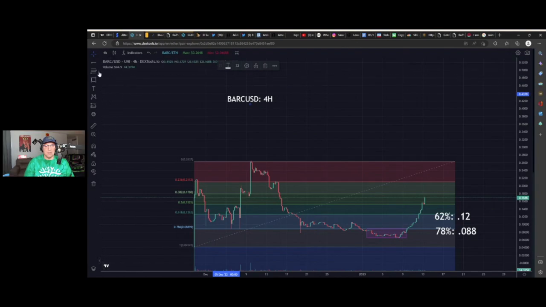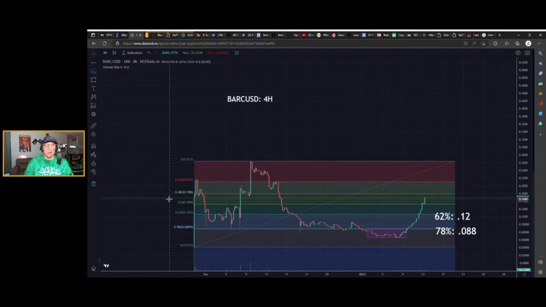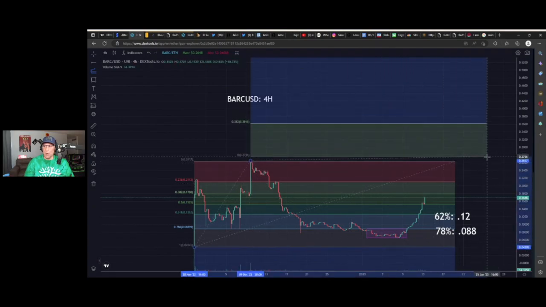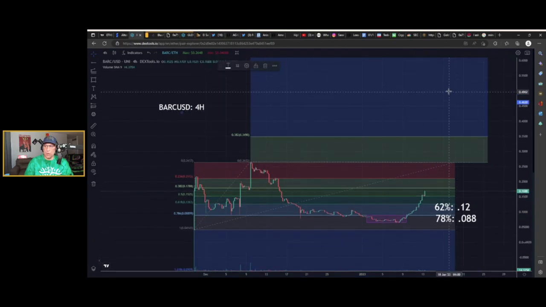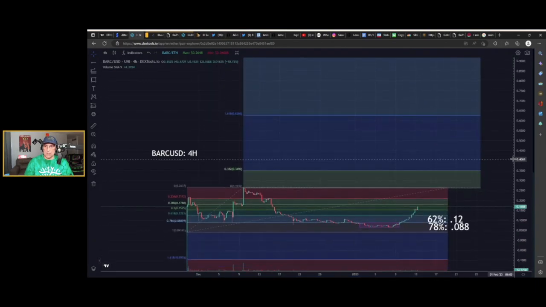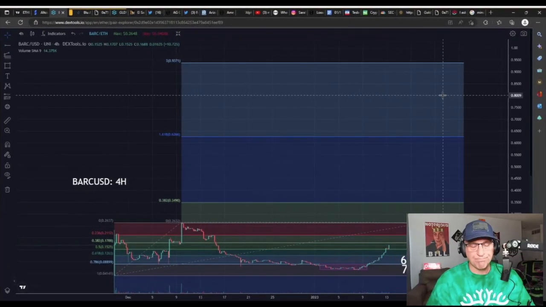All right. Now, let's try to examine how high it could go using Fibonacci extension analysis. What is Fibonacci extension analysis? It was a tool that worked fantastically well during the go-go DeFi days.